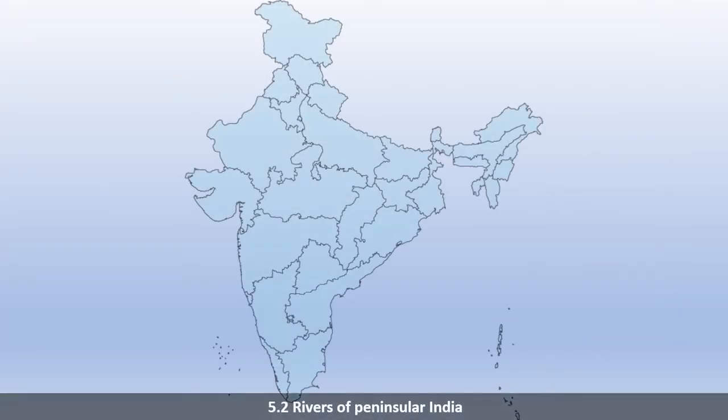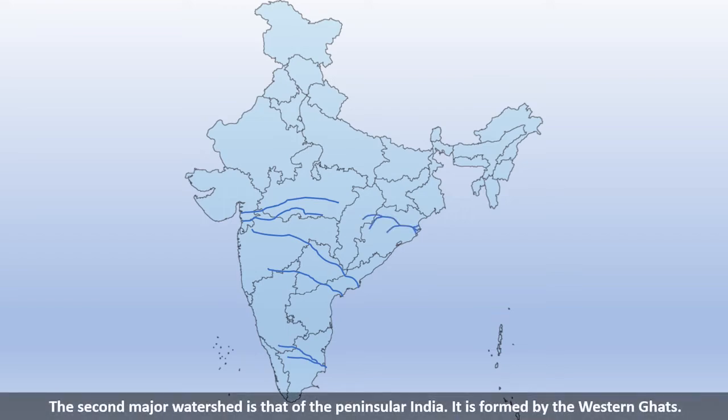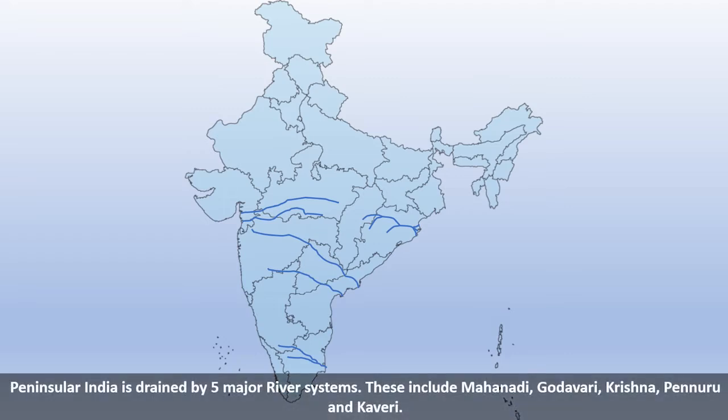Let's discuss rivers of peninsular India. These rivers include the rivers of the Western Ghats. These rivers are observed to drain in the Bay of Bengal. Hence, they are known as east-flowing rivers.